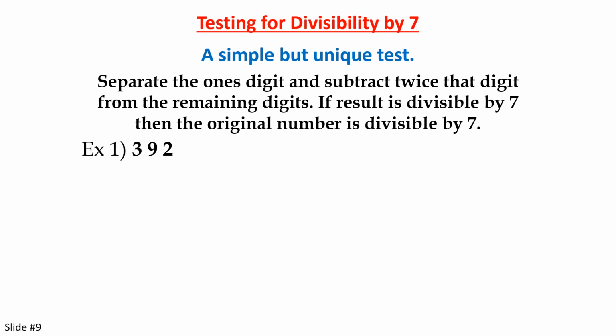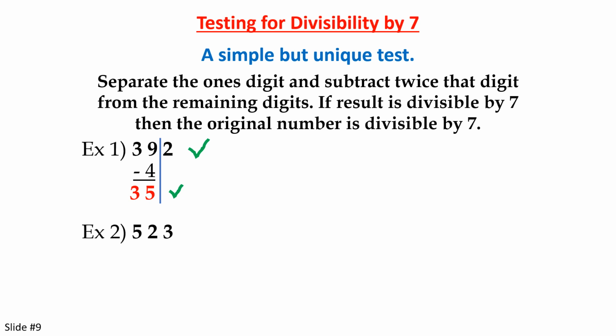So we're going to take 392. We're going to separate the 2 off, so we're only left with 39. And we're going to subtract twice that 2. That's 4. 39 minus 4 is 35. 35 is divisible by 7. Therefore, 392 is divisible by 7. So we take that far right digit, double it, subtract it, and then check to see what you got.